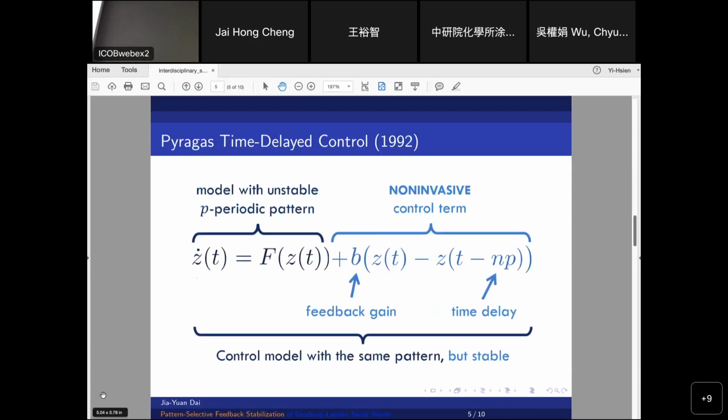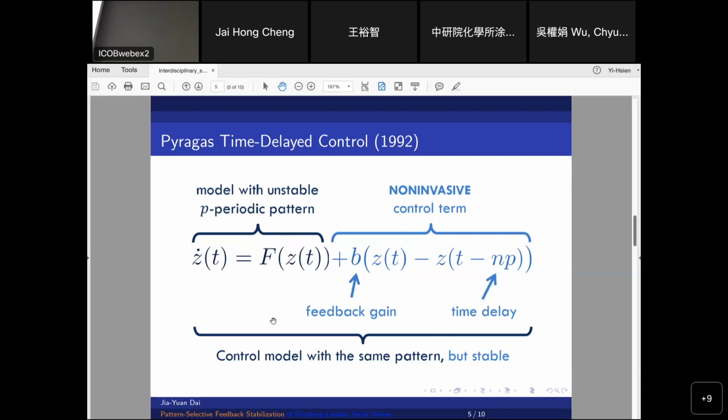This is the first equation you see, but you see, I don't specify the nonlinearity f, so it's quite general. You have a model like so. This is an ordinary differential equation. Suppose from this model you can prove there is an unstable periodic solution, a periodic oscillation, say in chemical reactions, and the period is p. So this is unstable. It's predictable from the model, but you cannot observe it.